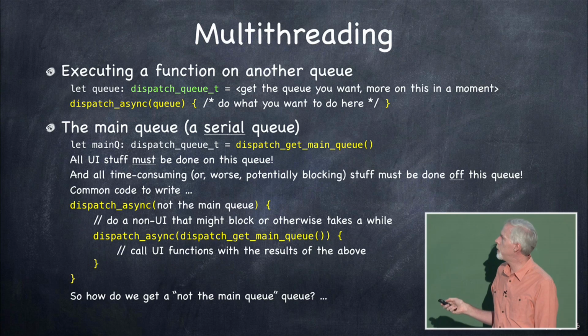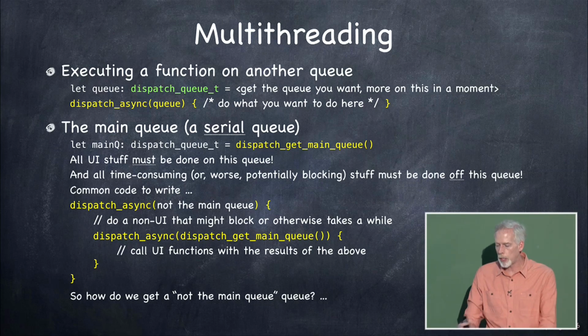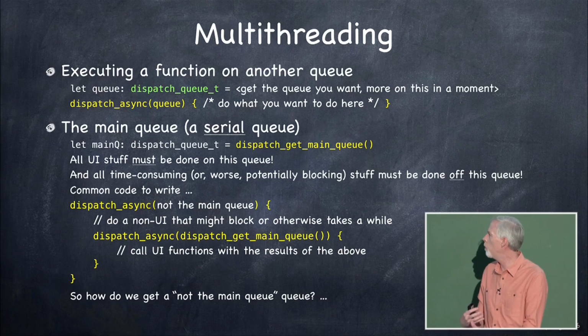So this is why we use this C function notation, because it reads really cool. Okay, dispatch off the queue this, then dispatch the main queue this. It reads very clearly to the person who's reading your code what you intend.